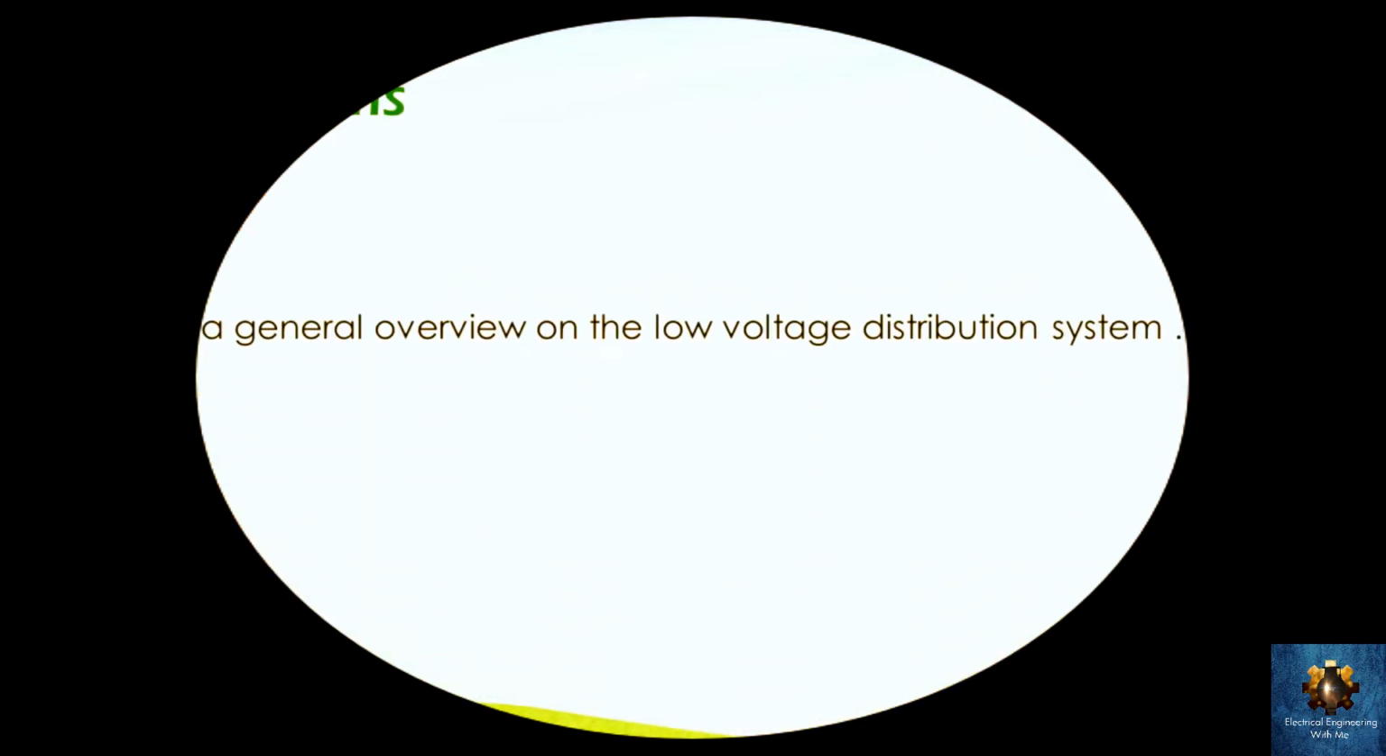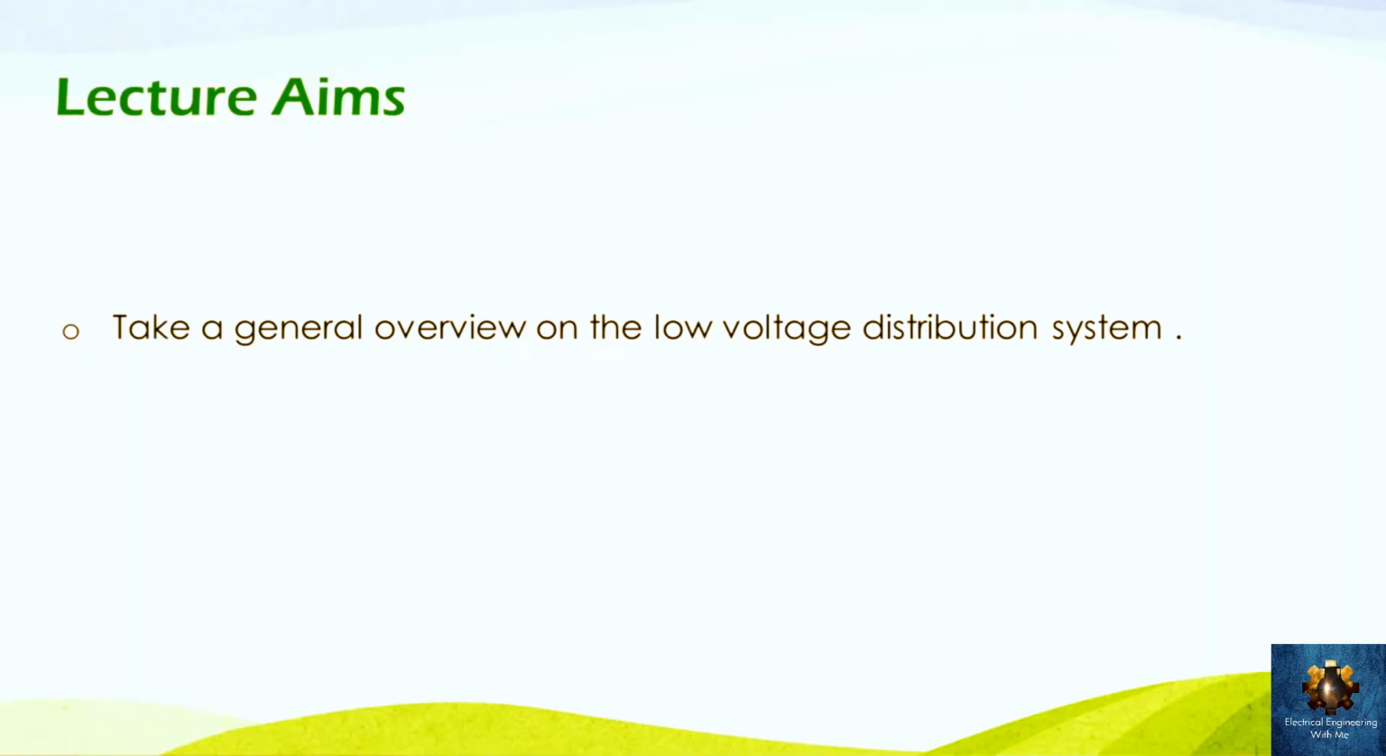The aim of this tutorial is to know what the different components used in the distribution system are and how they are handled with each other. And this is by taking a general overview of them, so we don't need to go into details on each electrical component of the low voltage distribution system, but we just need to know how the different parts of the distribution system are handled with each other.